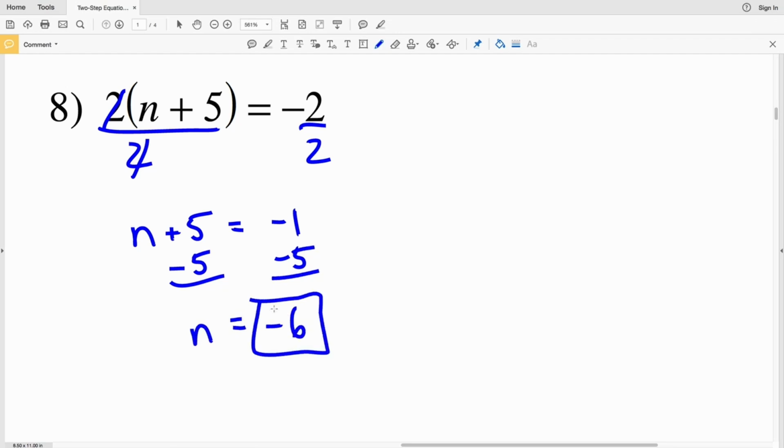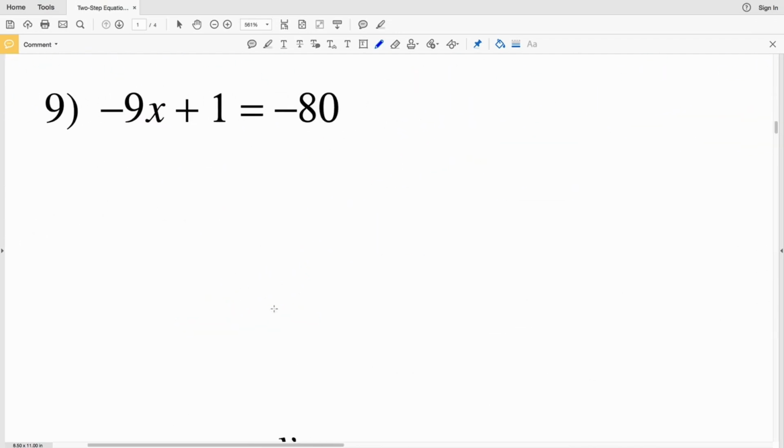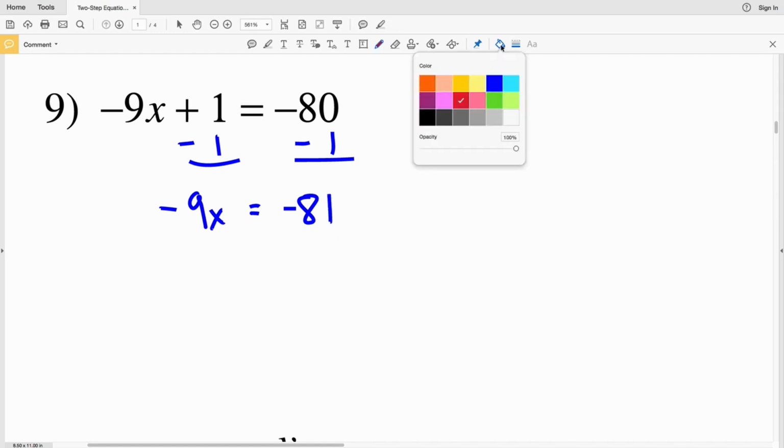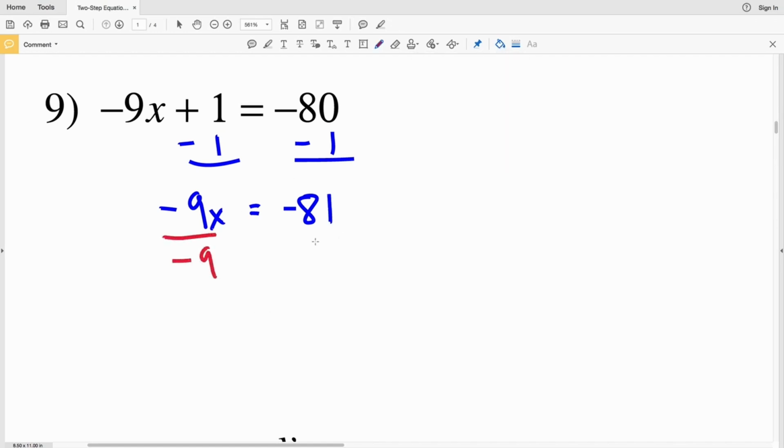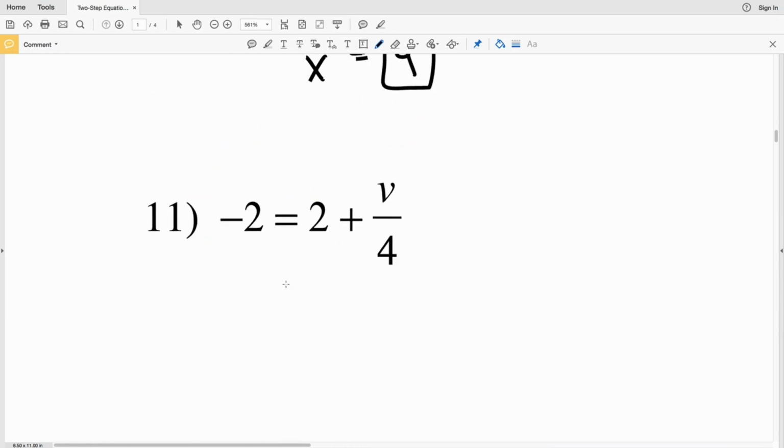Number 9, we have negative 9x plus 1 equals negative 80. Subtract 1 from both sides, so I have negative 9x equals negative 81. Then we're going to divide by negative 9 to get that x isolated. That's going to leave us with x equal to negative 81 divided by negative 9 is a positive 9, since a negative divided by a negative is a positive.